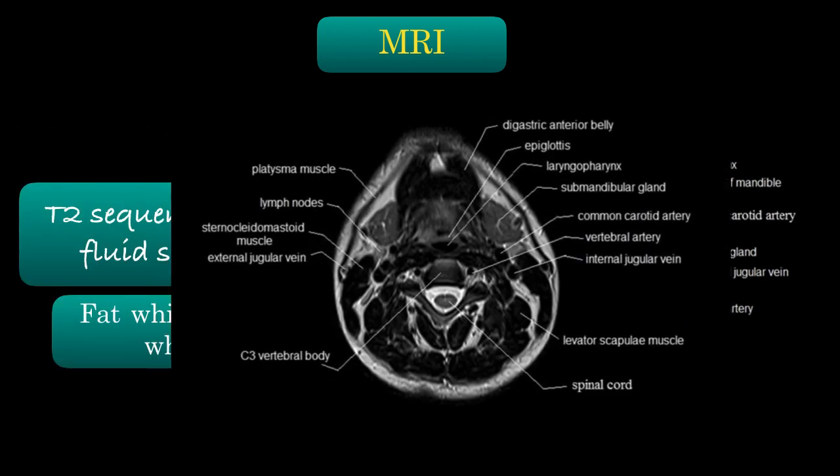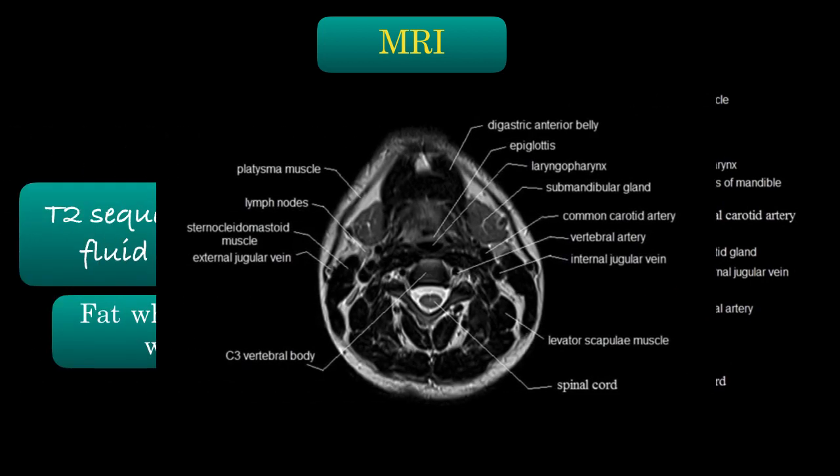This is another T2 sequence. The fat is white, the CSF is white, then this is a T2 sequence. And here we can see the normal submandibular gland on a T2 sequence.